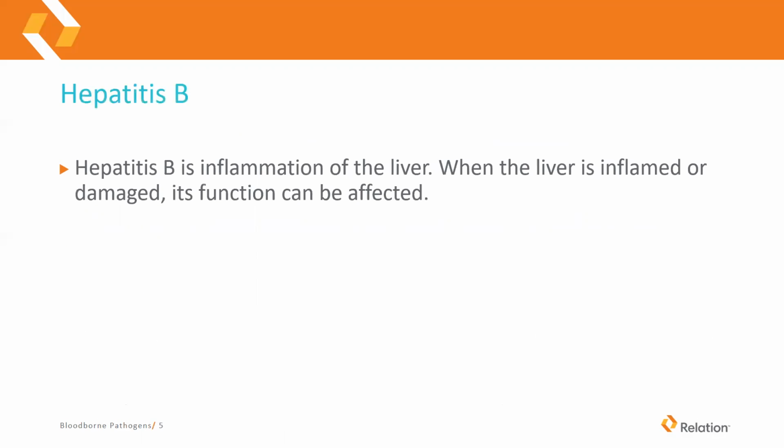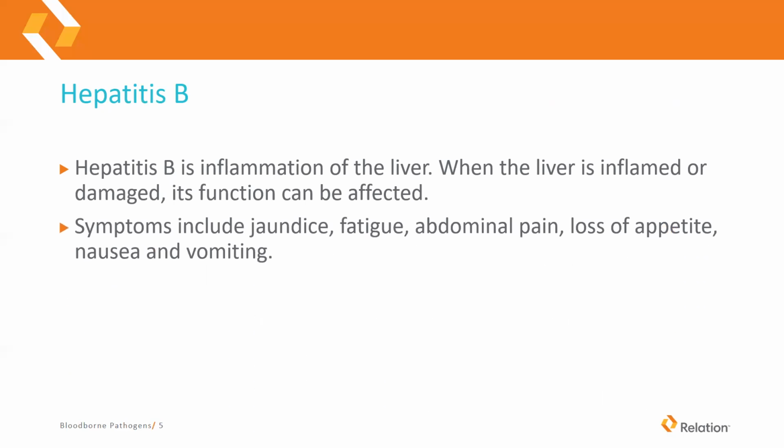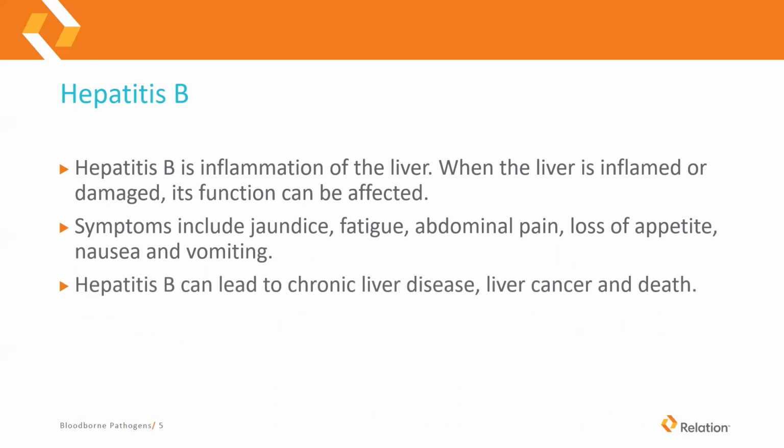Hepatitis B. Hepatitis B is inflammation of the liver. When the liver is inflamed or damaged, its function can be affected. Symptoms include jaundice, fatigue, abdominal pain, loss of appetite, nausea, and vomiting. Hepatitis B can lead to chronic liver disease, liver cancer, and ultimately death.